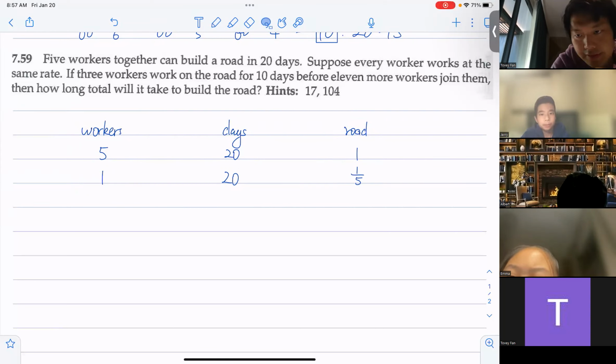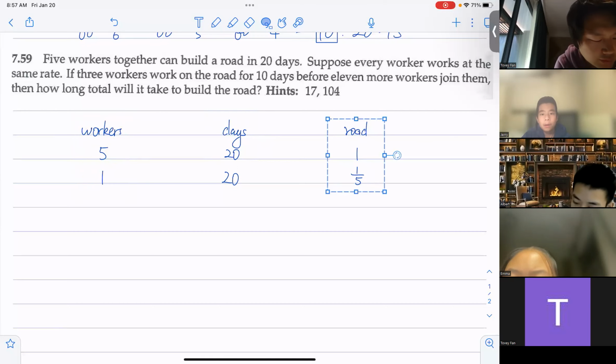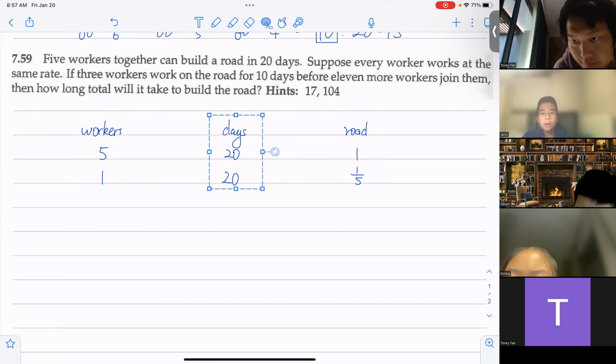See if you guys make sense of this. Jerry, Emma, does that make sense? 5 workers can finish the whole road in 20 days, right? Then one worker can finish, of course, just 1/5 of the road in the same amount of time. Right, Jerry, Emma? That makes sense?